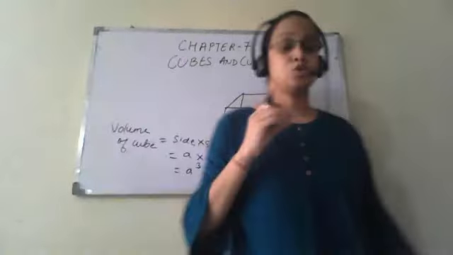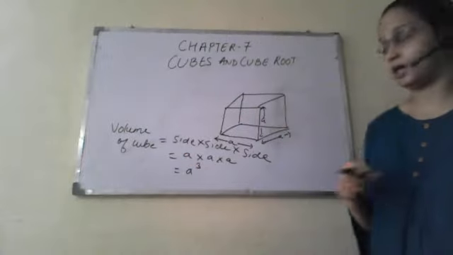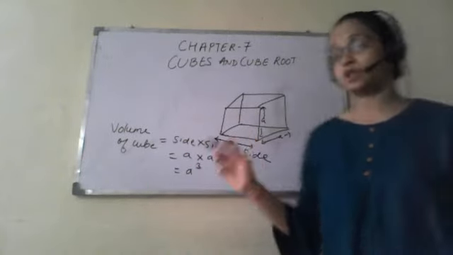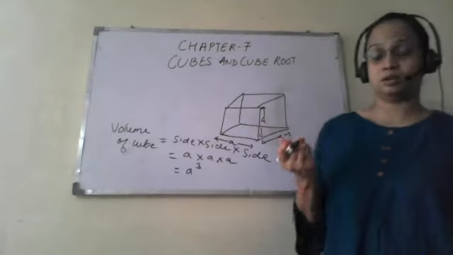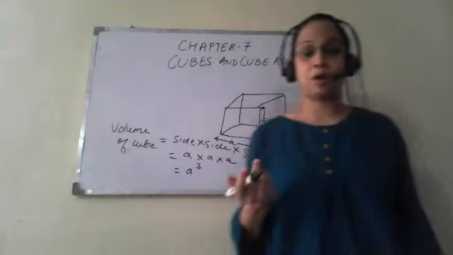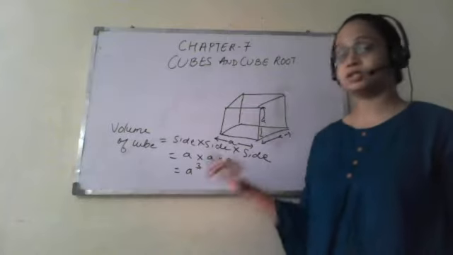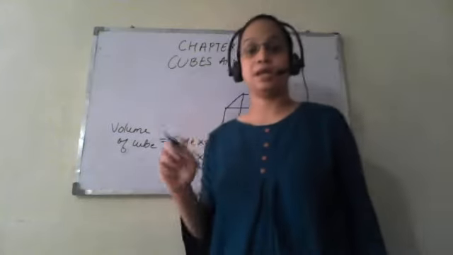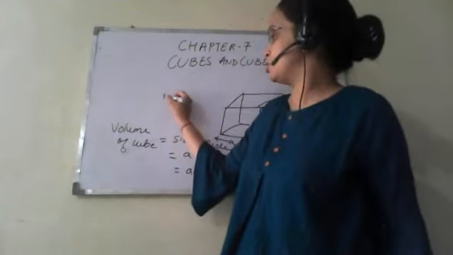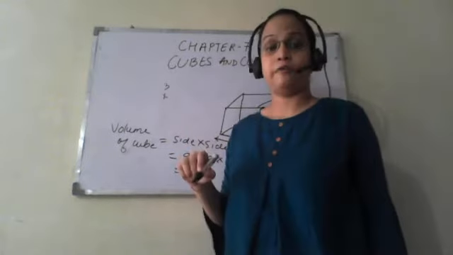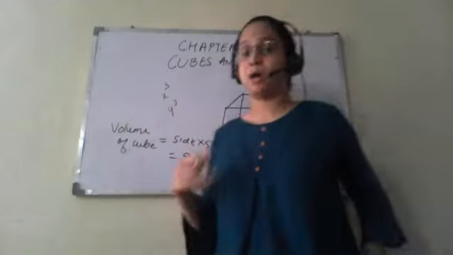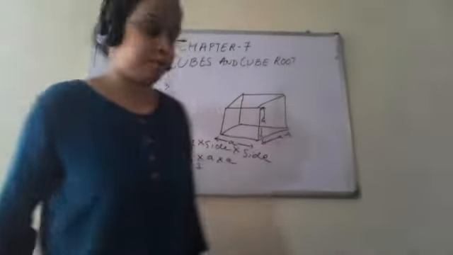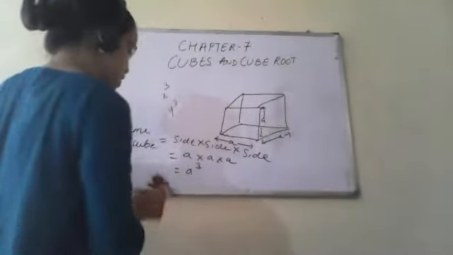So the cube of any number has its power 3. Like in case of square, it was any number or variable raised to the power 2, in case of cube, the power is 3. If I say x cube, it is x raised to the power 3. If I say 4 cube, it is 4 raised to the power 3. So this was the basic about cube.